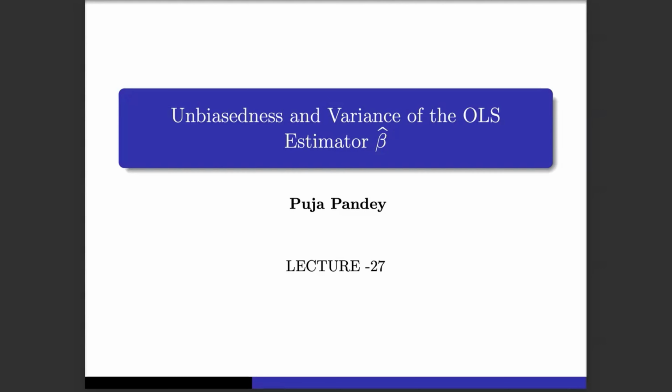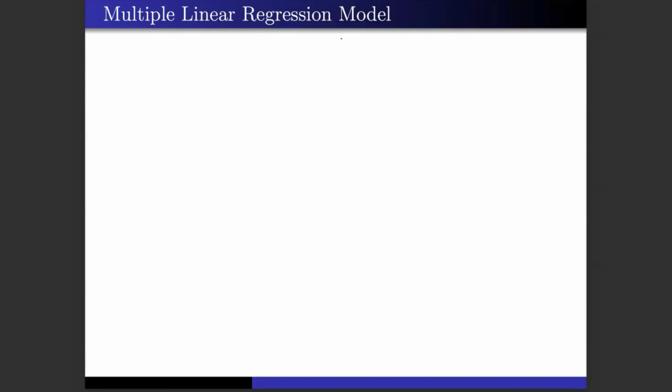In this video, we are going to check if the estimator of beta obtained using the ordinary least squares method is unbiased or not. And if it is unbiased, what is the variance of that estimate? Let's start. Given the multiple linear regression model, y is equal to X beta plus epsilon.